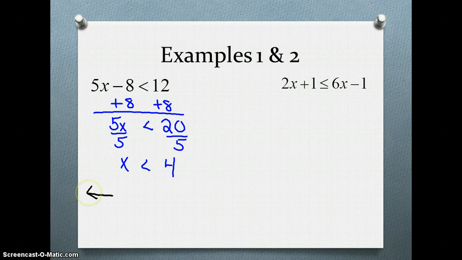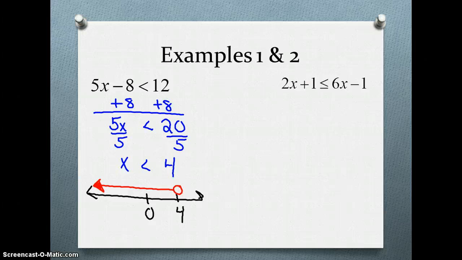When we go to graph our solution, all I require is you give me a 0 somewhere on the number line, and we estimate where 4 could be. 4 is right there. Since it's a less than sign, there's no line underneath it, we have an open circle at 4. Read the variable first, x is less than 4. That'll send us this direction. Think about it. Any number to the left of 4 will be less than 4.